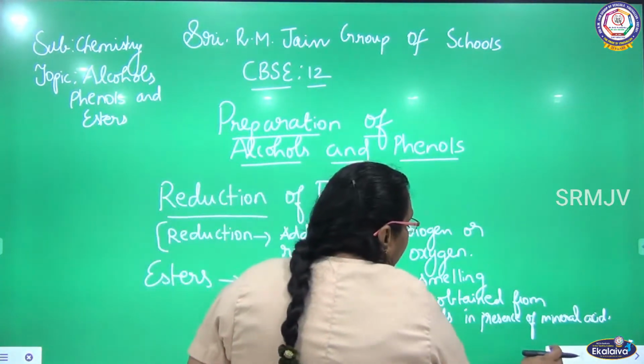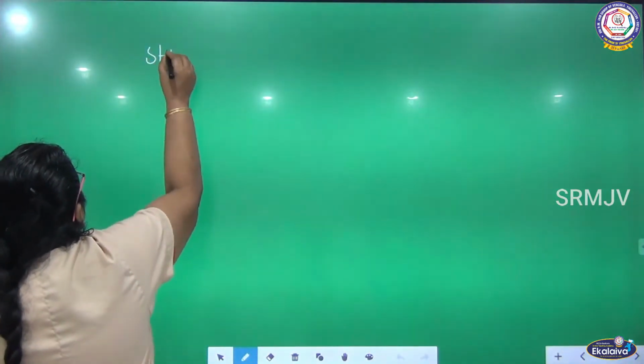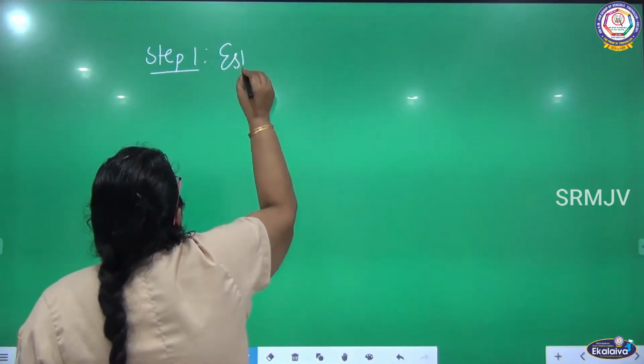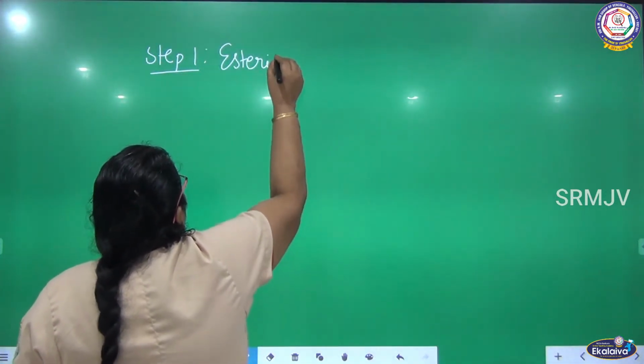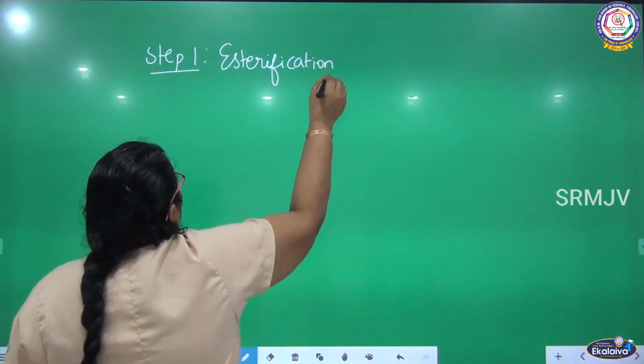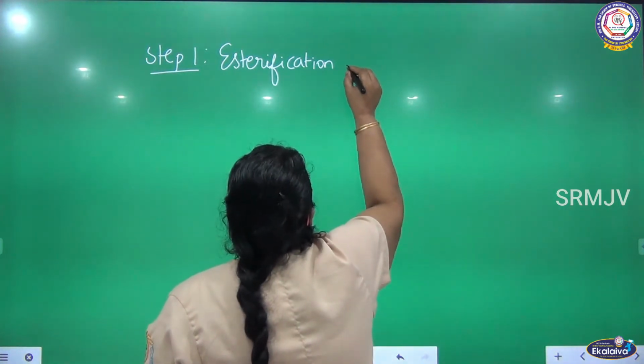So, what is the first step? Esterification. Step 1 is the esterification reaction: formation of esters from alcohol and carboxylic acid. So, that is the esterification step.